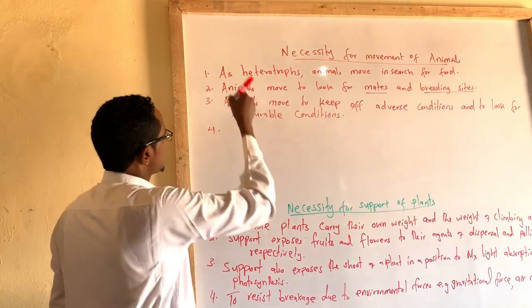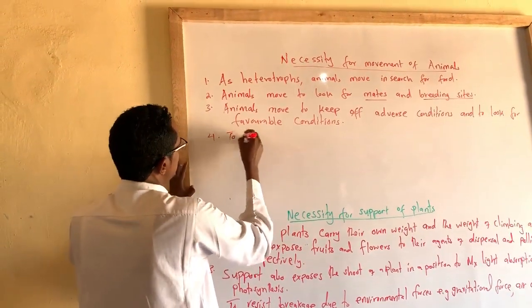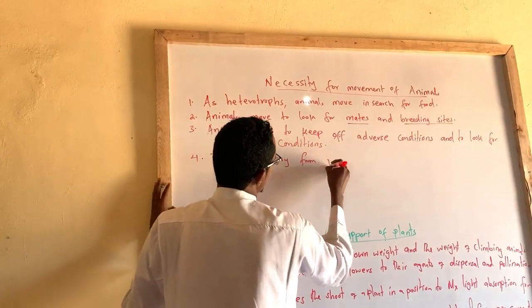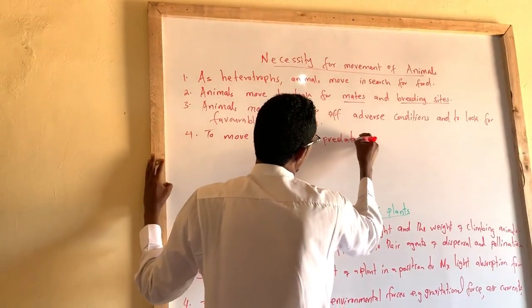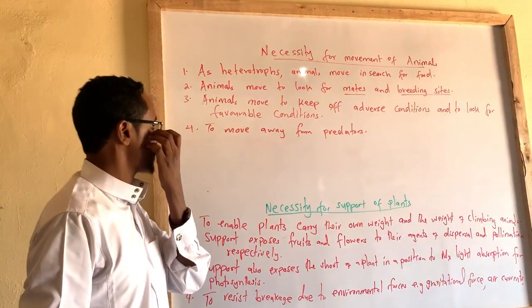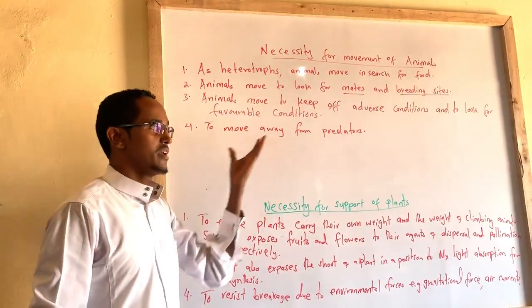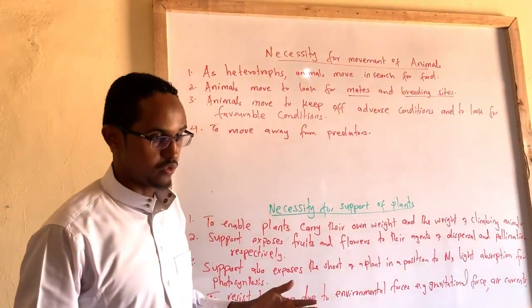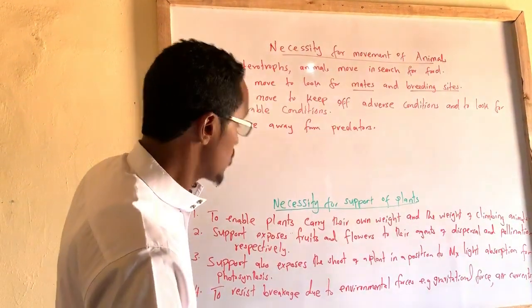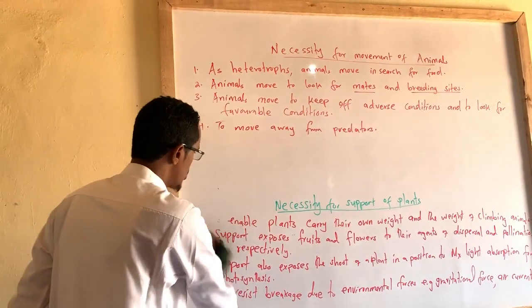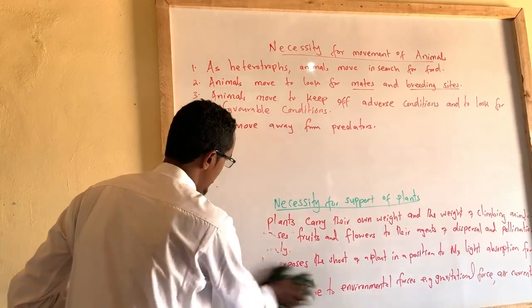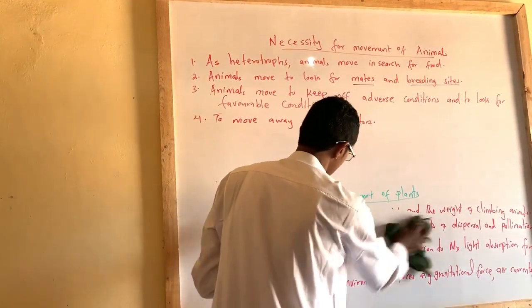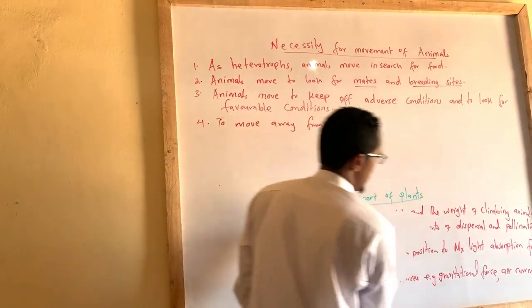Number 4, to move away from predators. An example, if a gazelle sees a lion approaching, of course it will need to move swiftly, not just to move, it needs to move swiftly in order to avoid it. Good. Let's see now necessity for support. We are concluding our lesson for today.